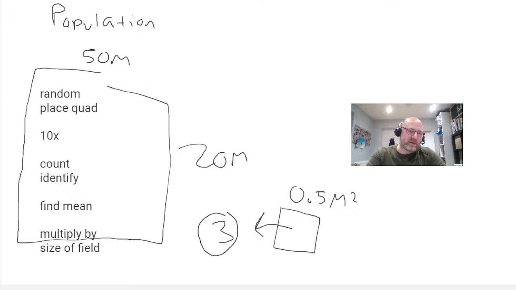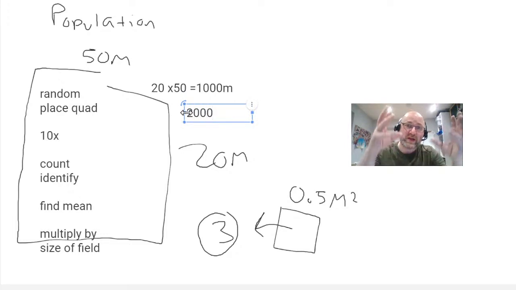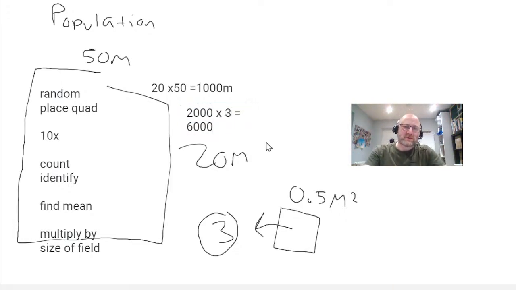Yeah, so I go 20, hold on, 20 times 50. How big's my field? 20 times 50. My maths is awful. That's 1,000 meters, right? How many quadrats fit in there? 2,000. So how do I know 2,000 fit in there? 1,000 divided by my 0.5 meter quadrat. So I've got 2,000 quadrats that would go in that field. I know that on average there's 3 buttercups in the quadrat. So 2,000 times 3, 6,000. Okay, that is the estimation of the population.